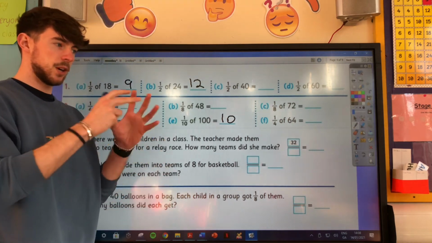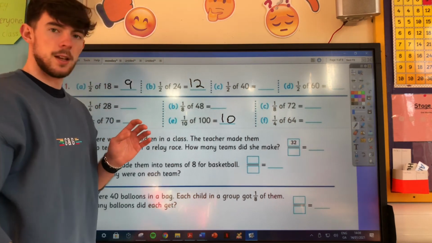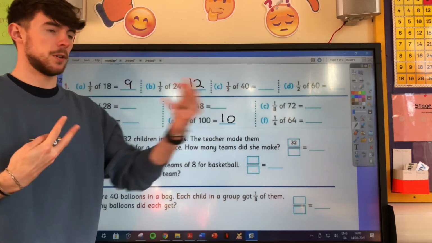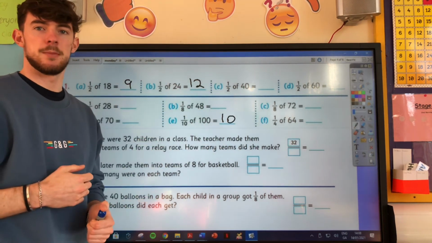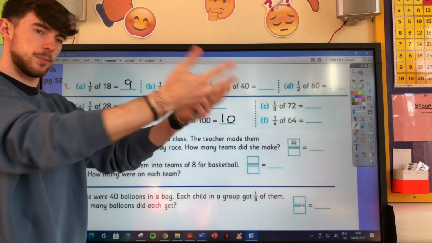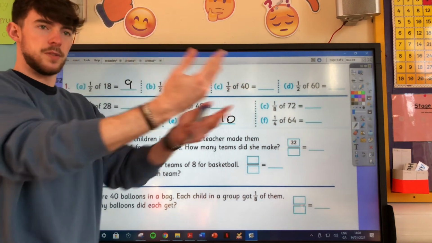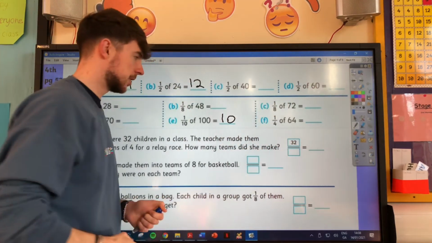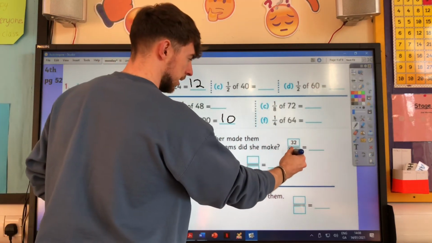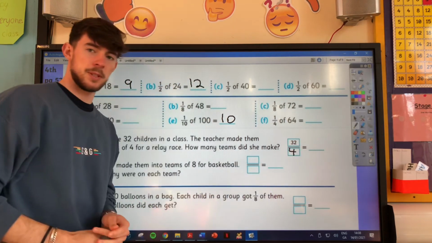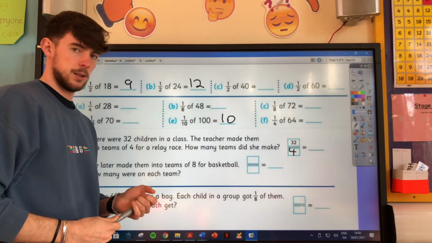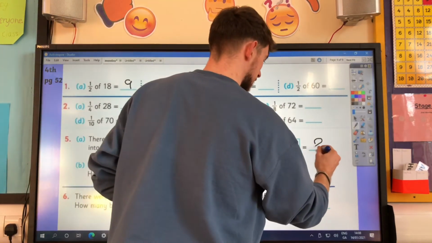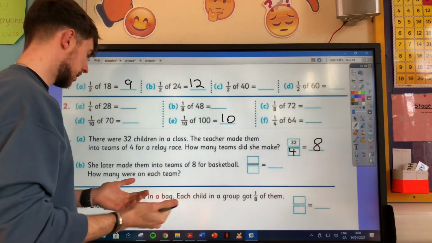So if we have 32 all together, how do we break them up into groups of 4? We take out 4 at a time. Say if Mr. Murphy's picking teams, he goes 1, 2, 3, 4 and brings them out. 1, 2, 3, 4 brings them out. So how many times can we subtract 4 from 32? Put it down there. How many times can we subtract it from 32? 8 times, can we? Okay, so 8 times you can subtract 4 from it. That's all our answer is.